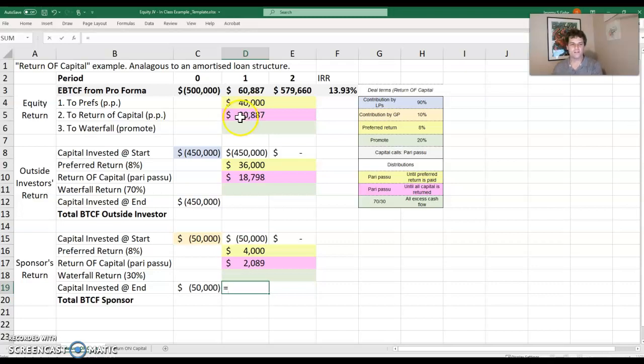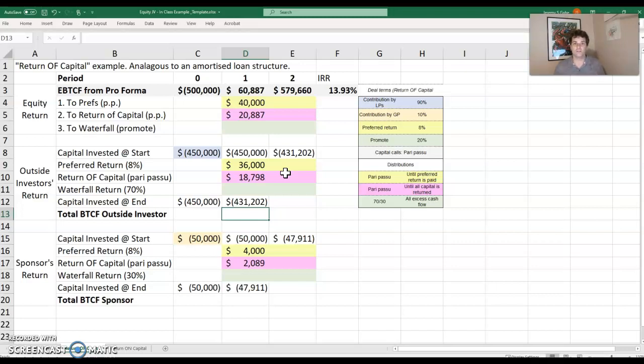And what we need to do now is calculate their current capital account, or how much they have invested in the deal now that we've paid back some of their initial investment. So my sponsor here now only has $47,900 left in the deal. My outside investor has $431,202 left in the deal. So now we move to period 2, sorry.